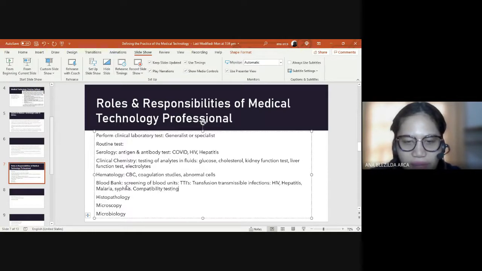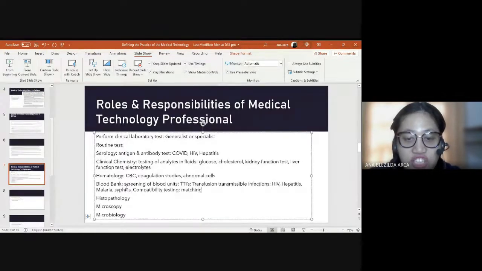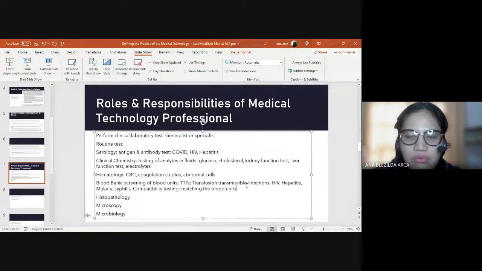When you say compatibility testing, you're actually matching the blood units. Tinitingnan mo ba kung match ang mga dugo na yan sa pasyente mo. Okay? So, this is what you call the compatibility testing or matching of the blood units. Dapat kasi, pareho sila ng blood type and walang reaction. Kasi class, kapag nakita mo may reaction pala, tapos sinali mo sa pasyente, pwede magkaroon ng cardiac arrest yung pasyente. Ito yung delikado talagang section sa laboratory, yung blood bank. Kasi kapag nagkamali ka dyan, napakalaki ng consequence.